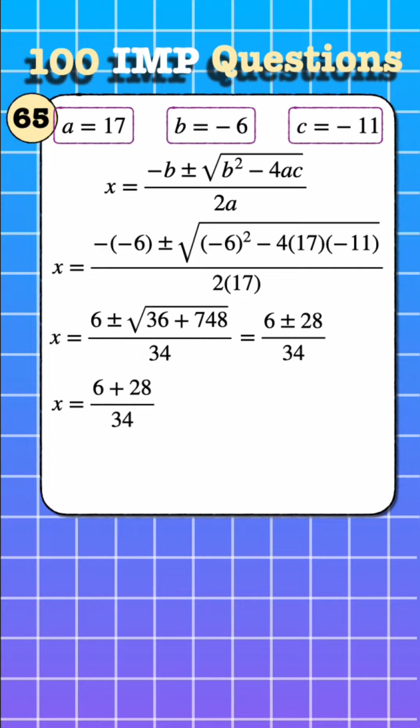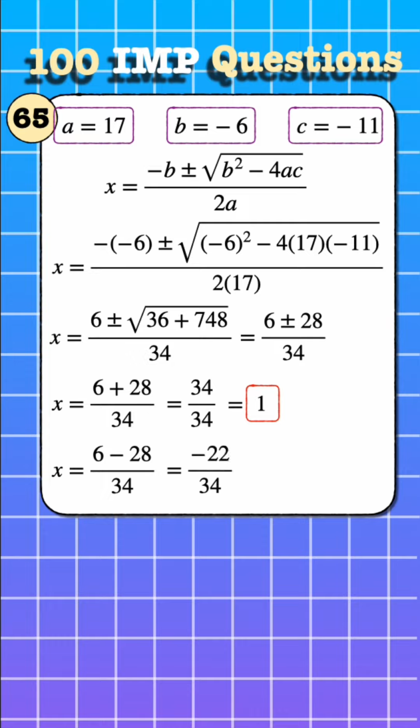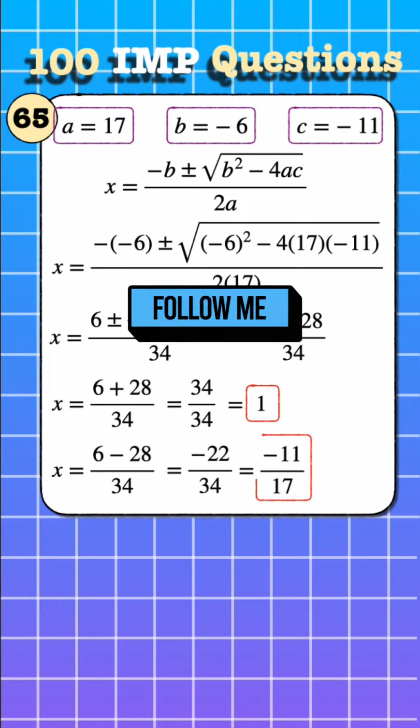So x is equal to 6 plus 28 upon 34, which is 34 upon 34, and that is 1. So this is the first root, x equal to 1. Second, 6 minus 28 upon 34 is minus 22 upon 34, which is minus 11 upon 17. That's the second root.